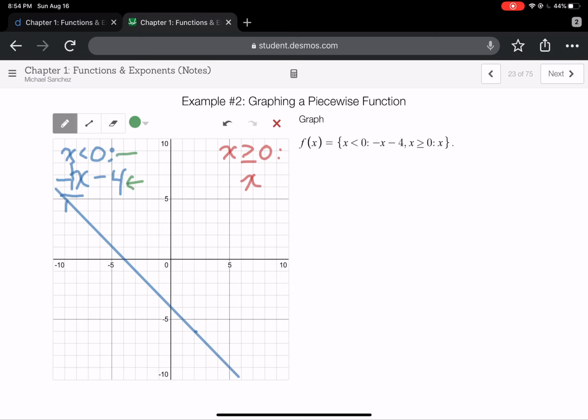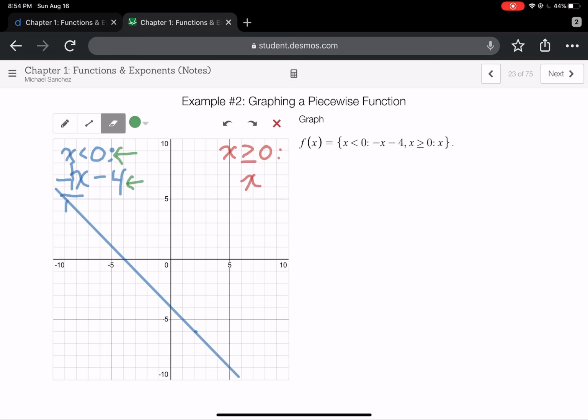But this stuff over here also has something to do with the graph. What it's telling us is that I only want the part of the graph that is less than 0, meaning that I only want the part of the graph that is to the left of the 0. So whatever is to the right of the 0, I don't really want to include.